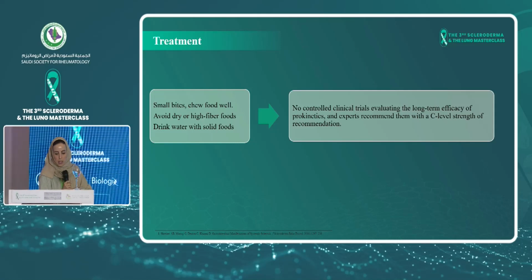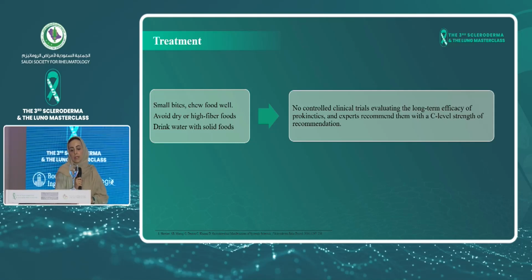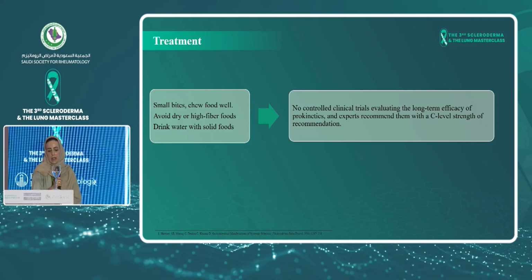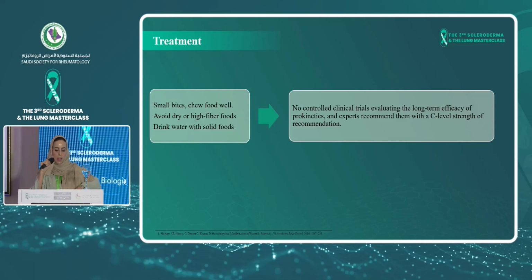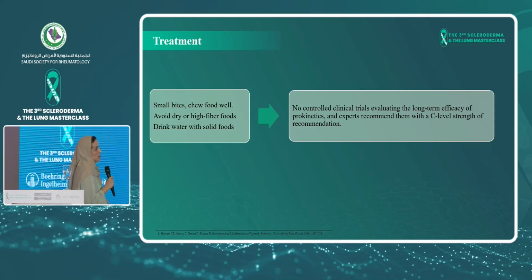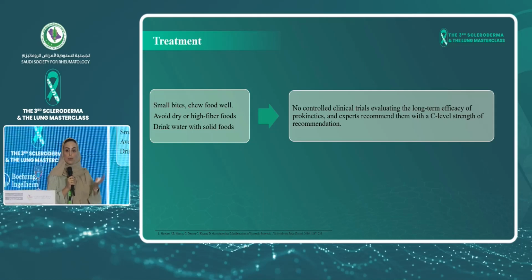There's no controlled clinical trial, unlike other aspects of systemic sclerosis. GI systemic sclerosis actually is the odd kid. There are not a lot of clinical data or research in these patients. There are no clinical trials evaluating the long-term efficacy of prokinetics. The experts recommend them with a C level of strength, not because they don't work. They actually work beautifully in these patients.